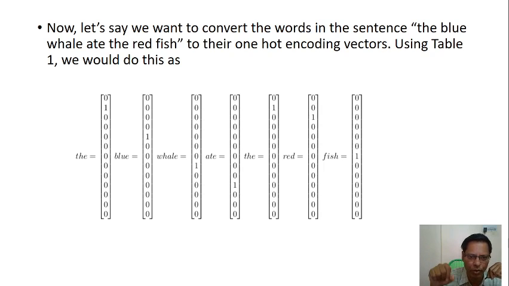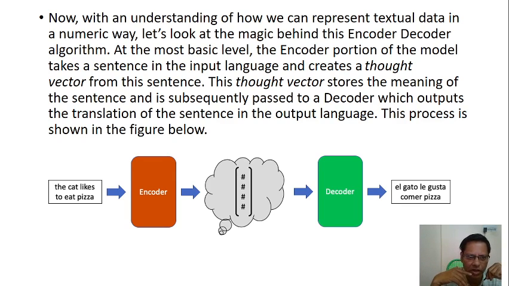Take the sentence: the blue whale ate the red fish. That sentence is divided into words, and every word is converted into machine language, which may be 0111 or 010 or 10, whatever that may be. This is the manner in which the words are stored in the system, is it not? And this is the architecture that we can see. The cat likes to eat pizza. A sentence is converted by the encoder, converting a statement from one language to another language.